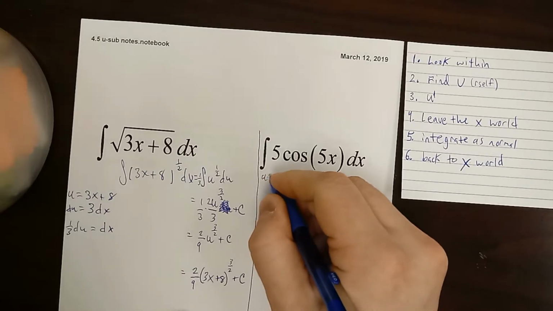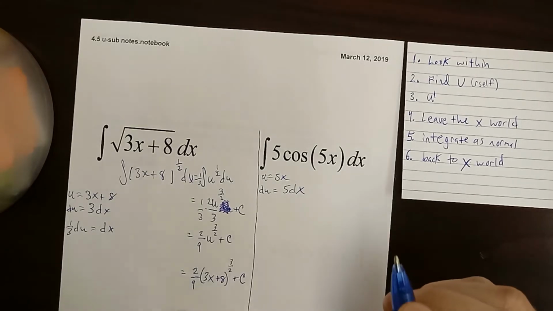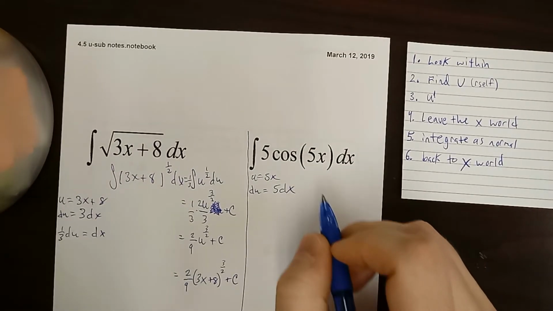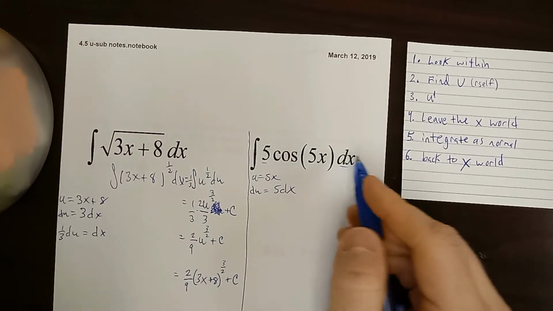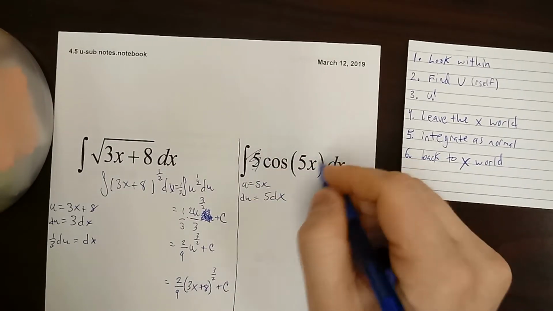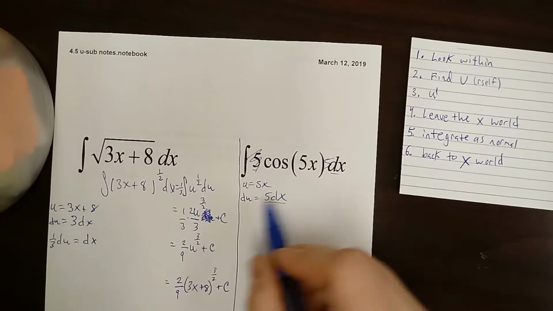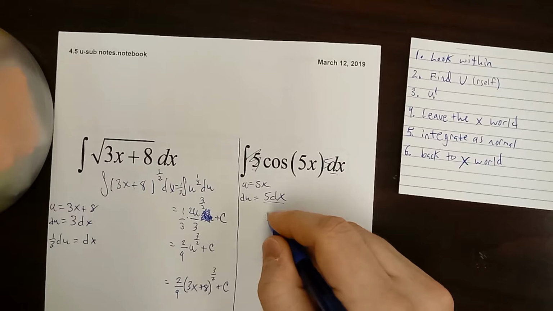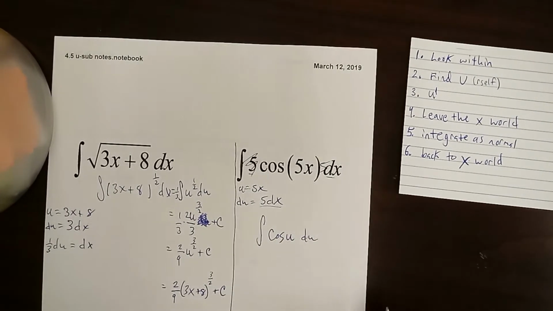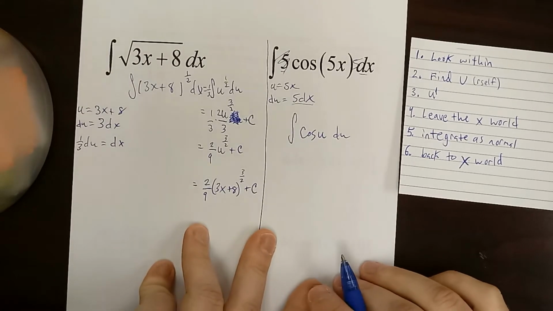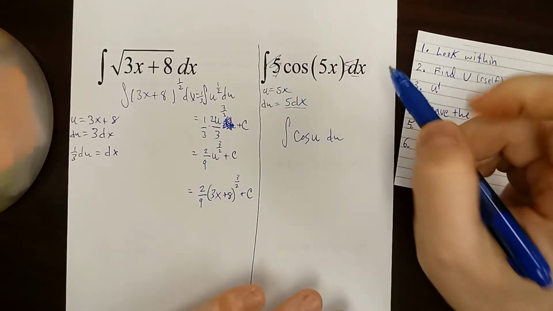If I were to say u is equal to 5x, then that would mean that du is equal to 5dx. I don't know if you can see it, but this time the 5 and the dx are actually there. I could have rewritten this as cosine of 5x times 5 dx. It's just a complete substitution right there, so I can rewrite this as cosine of u du. No manipulation necessary because there's a perfect matchup.